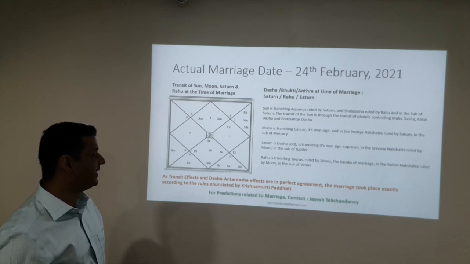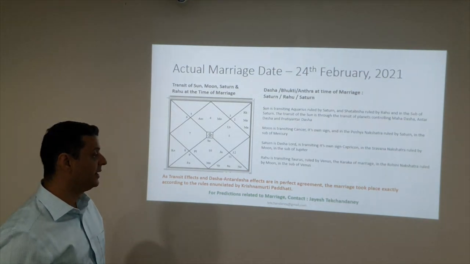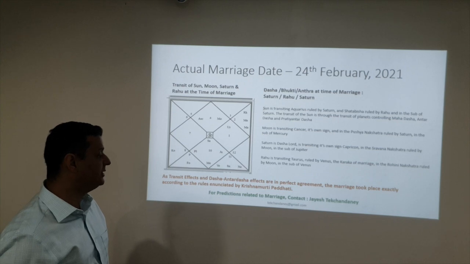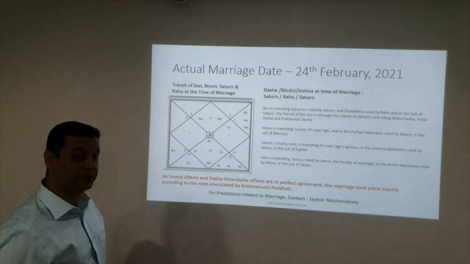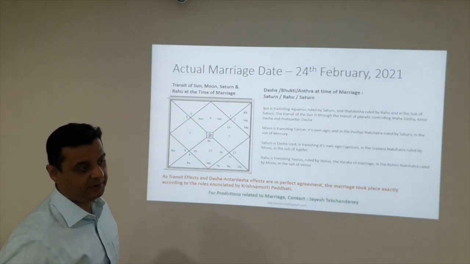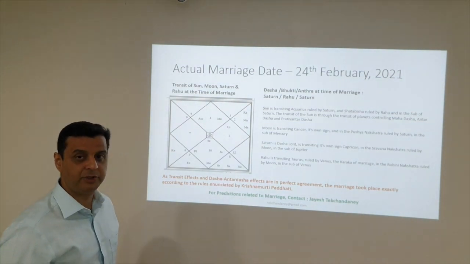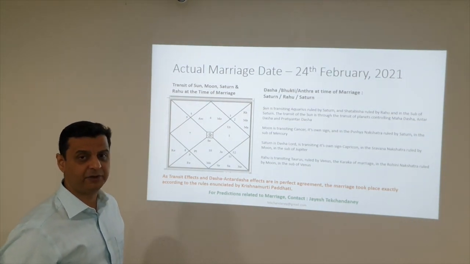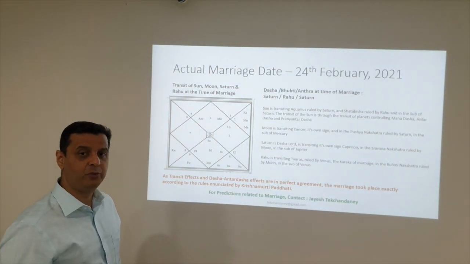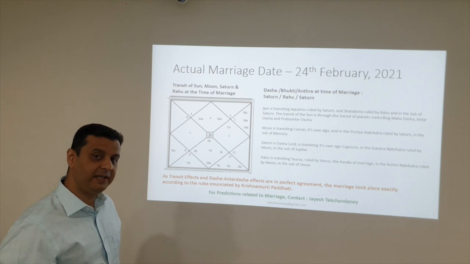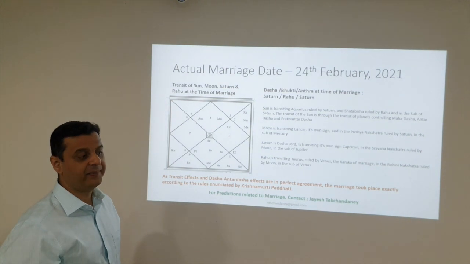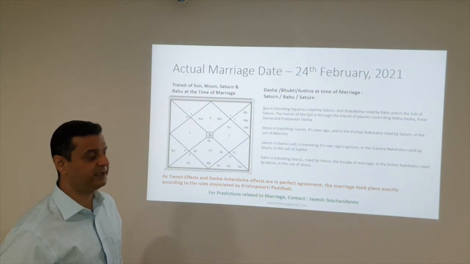So as the transit effects and the Dasha, Antardasha effects are in perfect agreement, the marriage took place exactly according to the rules enunciated by Krishnamurti Guruji and as stated in the Krishnamurti Paddhati. And this is an excellent example. I encourage you to take charts and apply the same set of rules. In many cases, you can also validate these rules by looking at the date of events which have already transpired. Look at your own marriage and see how these particular rules fit specifically to you.